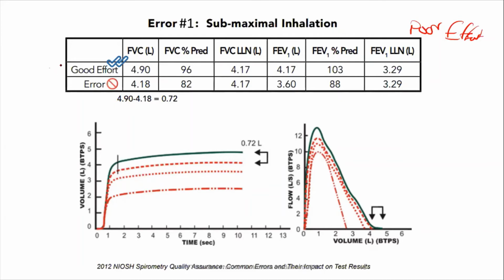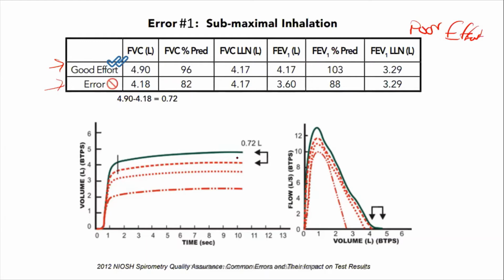So these are two examples. The green one is an example of a good effort. The red ones are the example of the error. So our error is the poor effort. Now, as you can clearly see, the poor effort affects the FVC mainly.